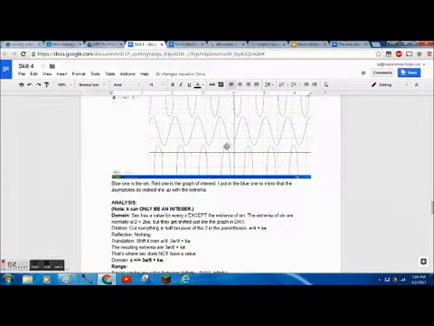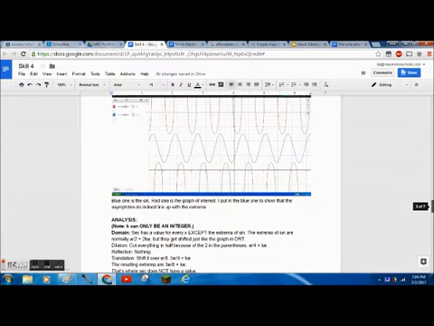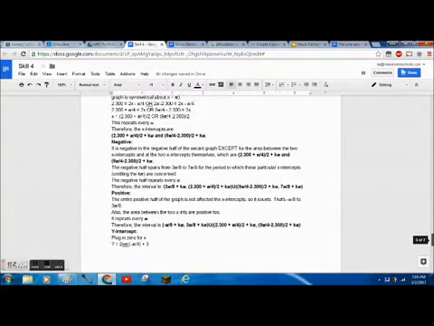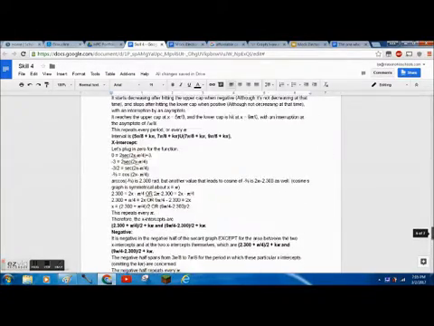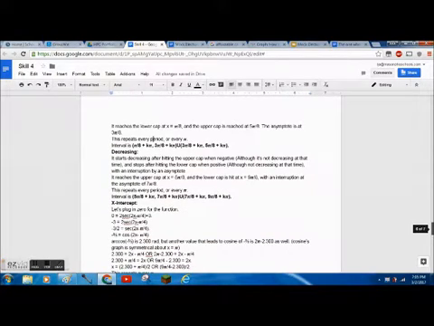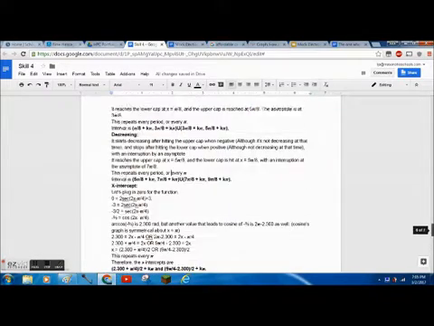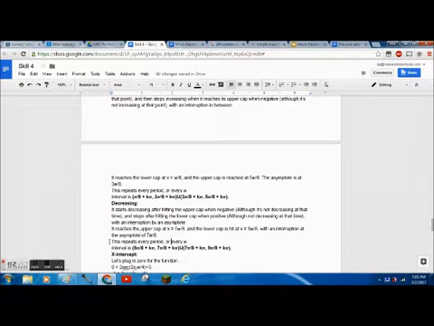It starts decreasing after hitting the upper cap when negative, and decreases until it hits the lower cap when it's positive, with a gap at the asymptote. It reaches the upper cap at this value, and the lower cap gets hit at this value, and there's an interruption here because it's another asymptote. This also repeats every period, or every π.